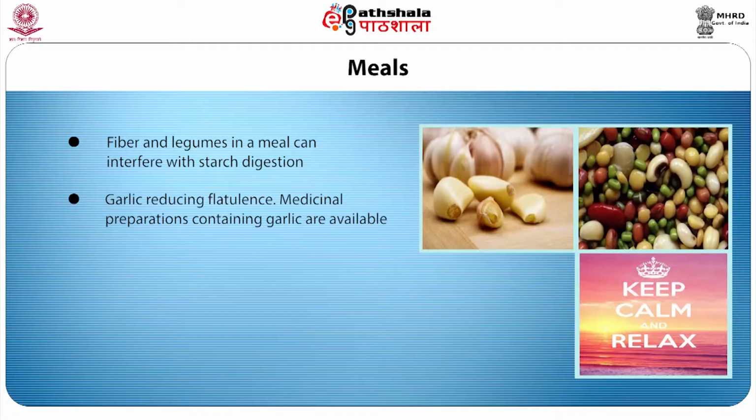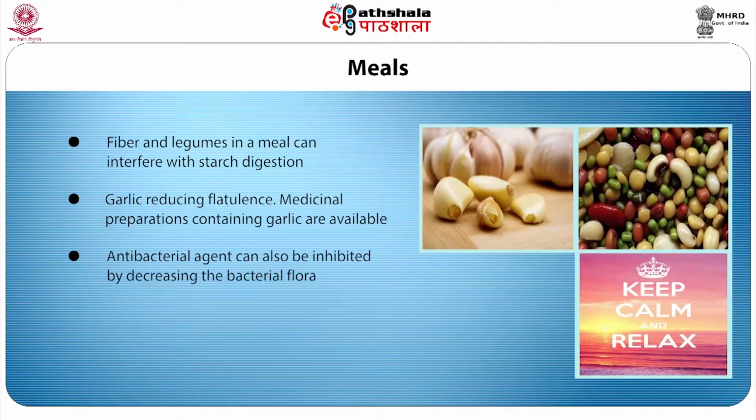Garlic is usually added to a tropical diet for taste. It also has the reputation of inhibiting the growth of bacteria in the colon, thus reducing flatulence. Medicinal preparations containing garlic are also available. This will also be useful for reducing the gas production. Gas production can also be inhibited by decreasing the bacterial flora with an antibacterial agent. Emotional factors and other underlying diseases should be identified and addressed to control the flatulence. Here is a list of gas producing foods, helpful in controlling gas production.